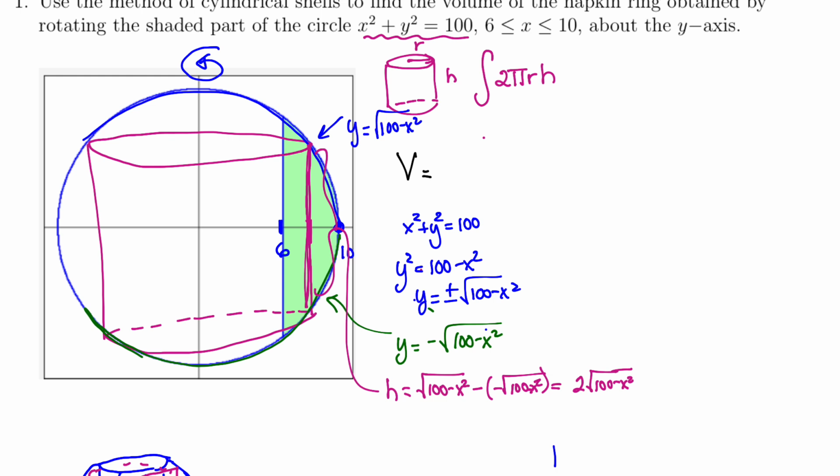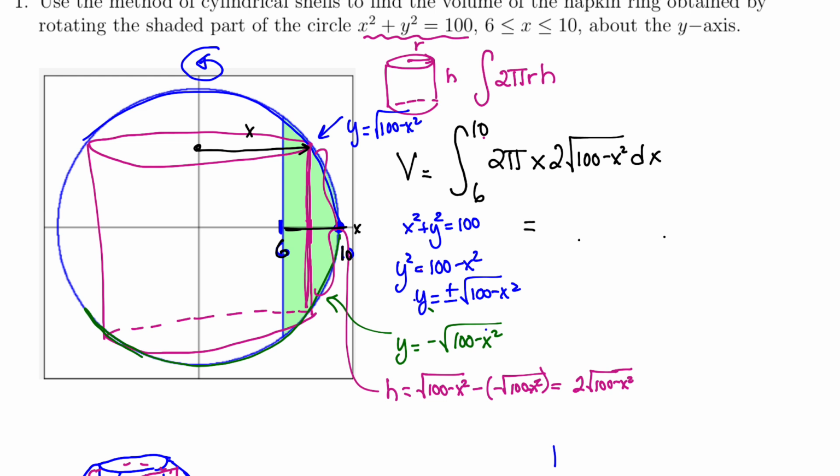So when I go to set up my integral, what did you guys put for your limits of integration? 6 to 10. Beautiful, because those are the ones on the x-axis that are bounding my region. 6 to 10. 2 pi. Radius is just x because that's my variable of integration, and it's also the distance from the y-axis. And then the height is 2 times the square root of 100 minus x squared dx. So your integral that you're actually calculating the volume with is 4 pi x times the square root of 100 minus x squared.